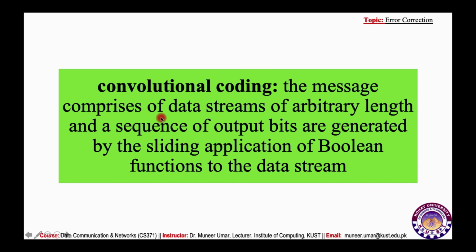The message comprises data streams of arbitrary length, and a sequence of output bits is generated by the sliding application of Boolean functions to the data stream. So in this mechanism, the algorithm deals with a stream of bits of arbitrary, variable length, and the sliding application generates the error correction codes continuously.